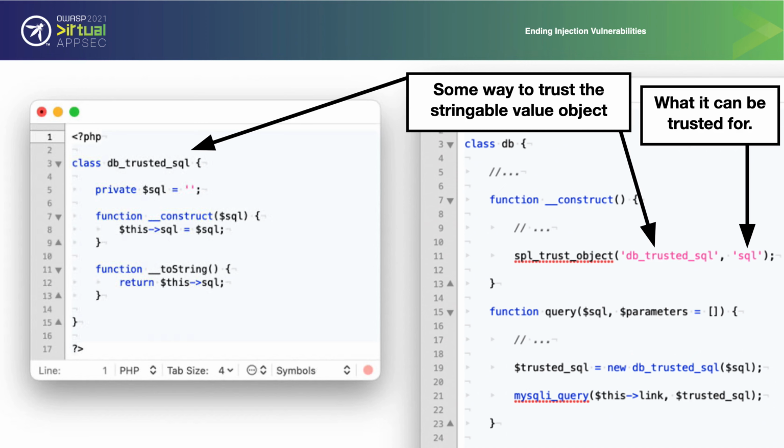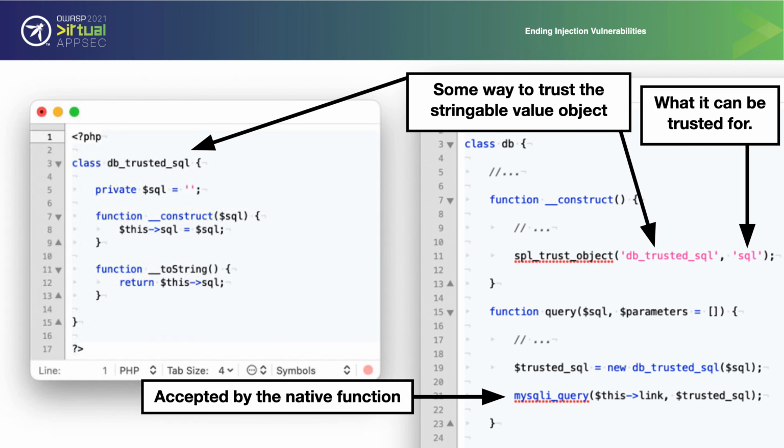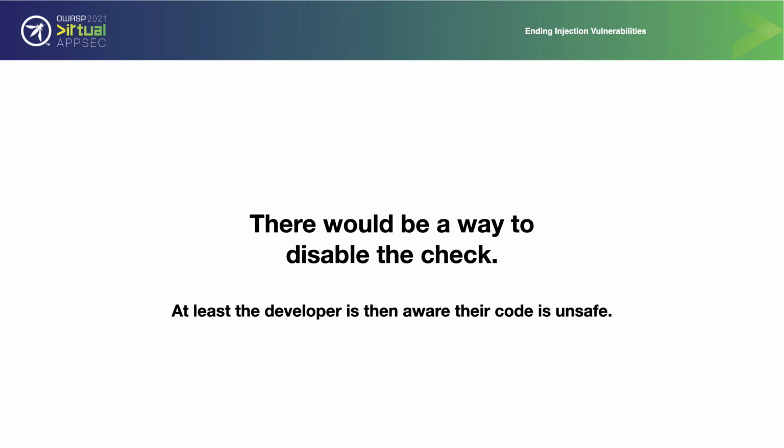When it actually comes to using it, the query method in this case will build up its SQL, which is no longer a literal, but it will wrap it in this DB trusted SQL value object. But because that value object has now been trusted, the MySQL query function says, yep, that's fine, I'm accepting that. No warnings, no errors or anything, because you've gone through that process.